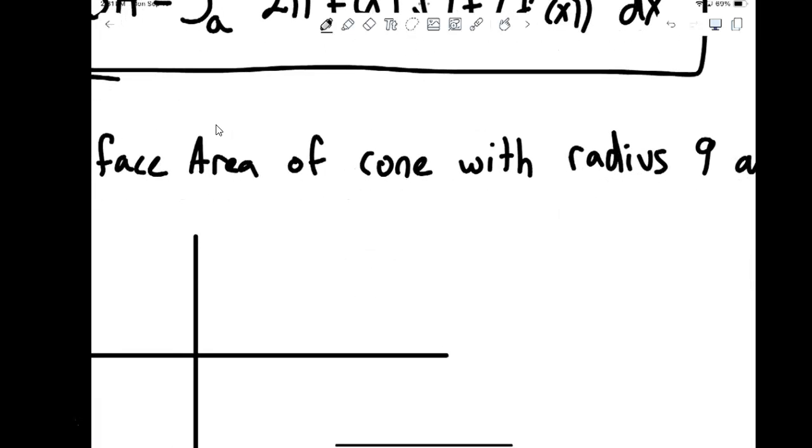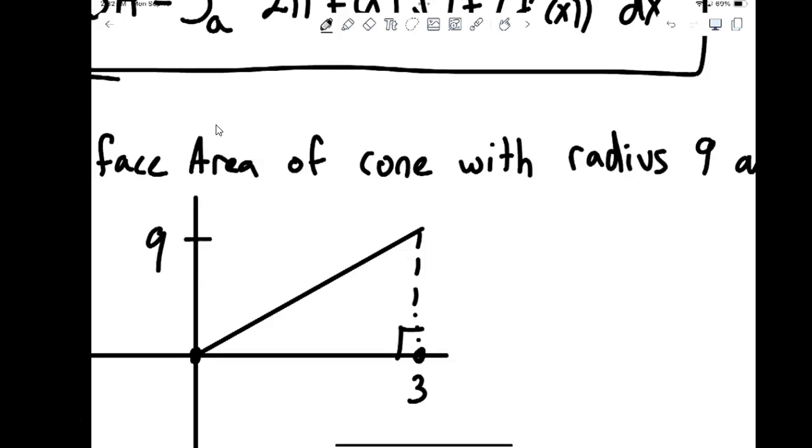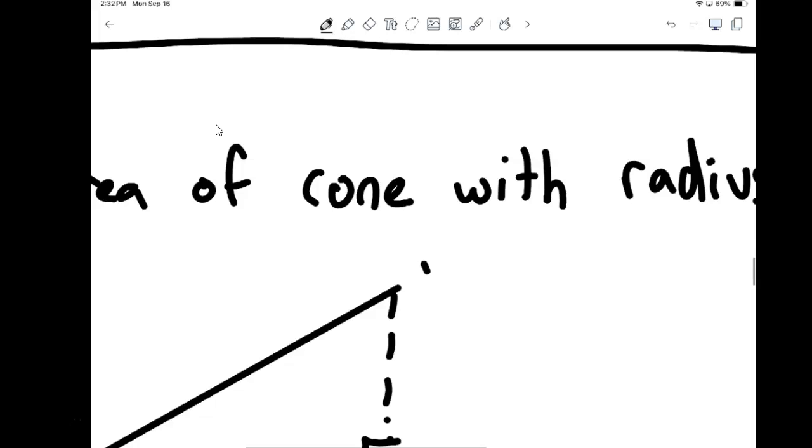Since it is a full cone, it starts right here at 0, 0 and continues over until you get the point x equals 3 and y equals 9. That means that the slope of this line has a rise of 9 compared to a run of 3. It has y-intercept at the origin, so the equation here would be y equals 3x.